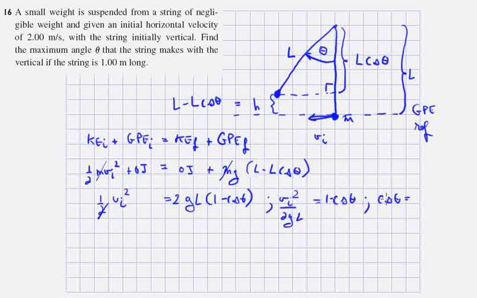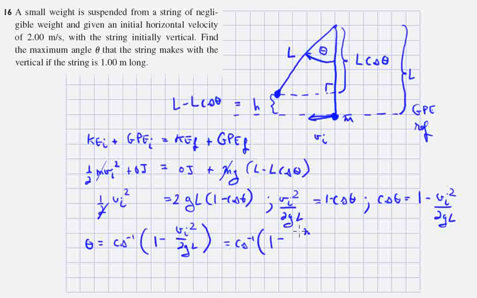Well, that means that cosine theta is equal to 1 minus v_i squared over 2gL. And finally, theta, which is what I want, is the arc cosine of that. So it's cosine inverse of 1 minus v_i squared over 2gL. And if you put the numbers in, cosine inverse of 1 minus 2 meters per second, the initial horizontal velocity, squared, divided by 2 times, I'm going to use a g of 10 meters per second squared, times L, 1 meter. Use square brackets here just to make things a little bit cleaner.